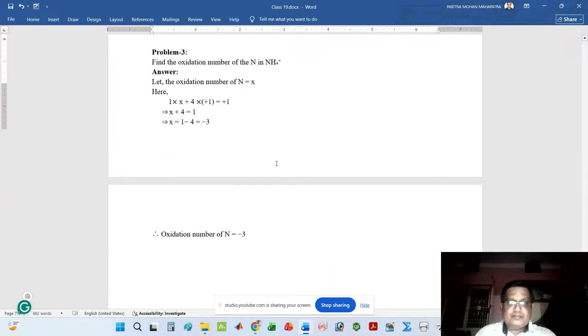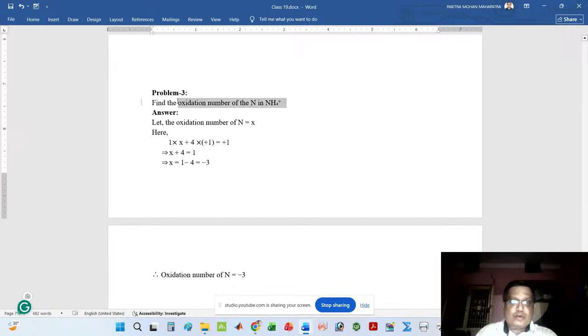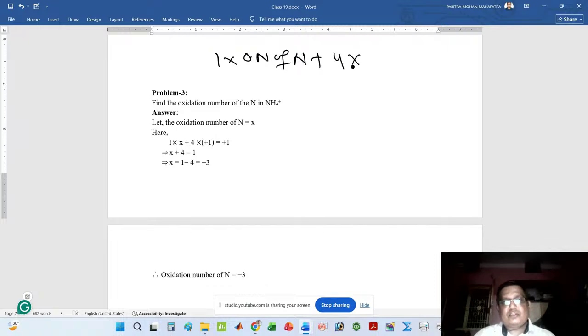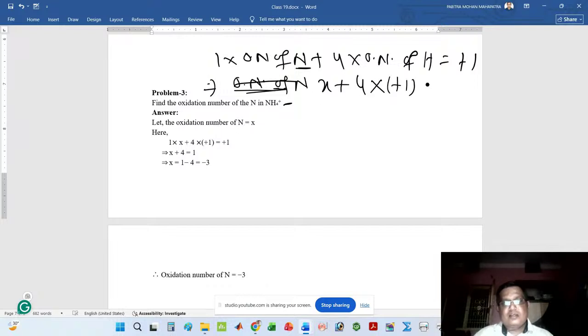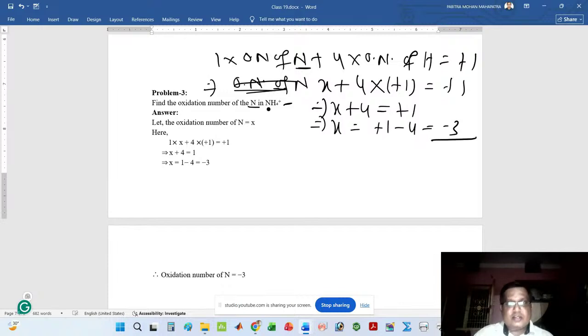Next, move to the last problem. Find the oxidation number of nitrogen in NH4 plus. Here I can write 1 into the oxidation number of nitrogen plus 4 into the oxidation number of hydrogen is equal to plus 1, because the charge is plus 1. It is a positive radical. It carries a charge of plus 1. Now put the values. Our target is to find the oxidation number of nitrogen, which is taken as x. So we can write x plus 4 into the oxidation number of hydrogen, which is plus 1, is equal to plus 1. That means x plus 4 is equal to plus 1. This implies that x is equal to plus 1 minus 4, that is minus 3. So the oxidation number of nitrogen in NH4 plus is minus 3.